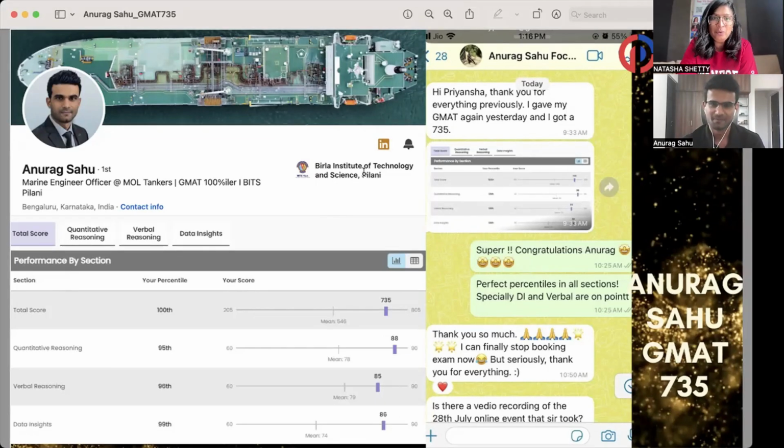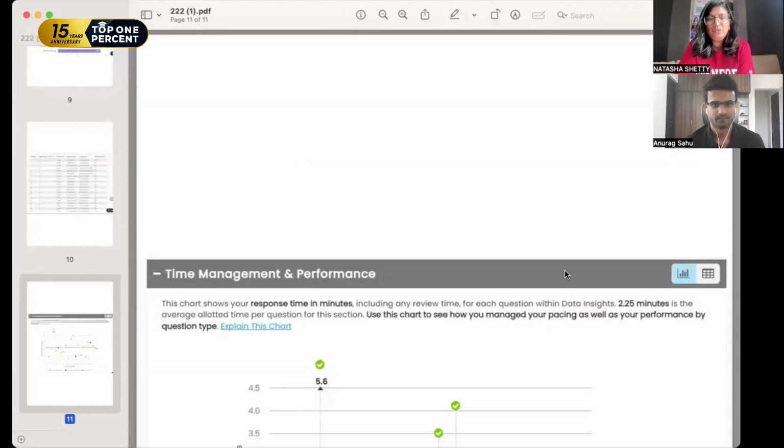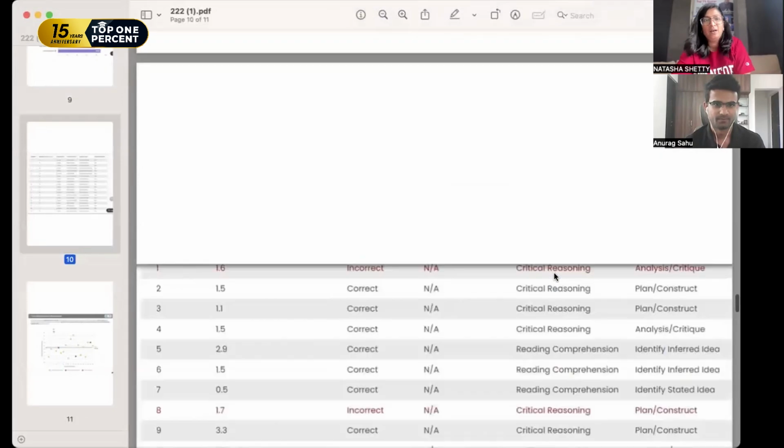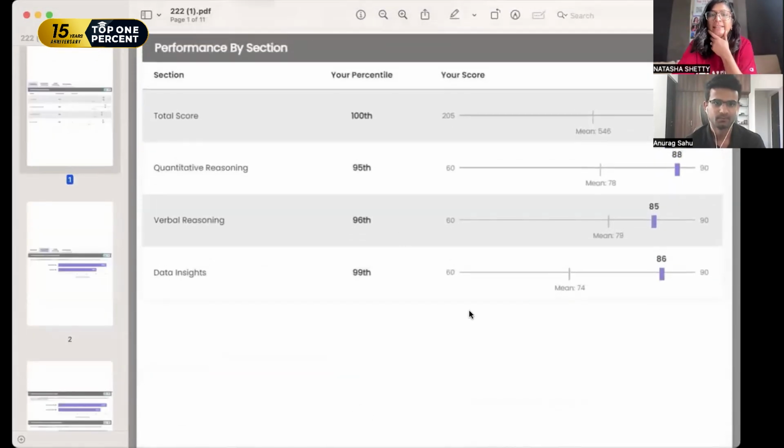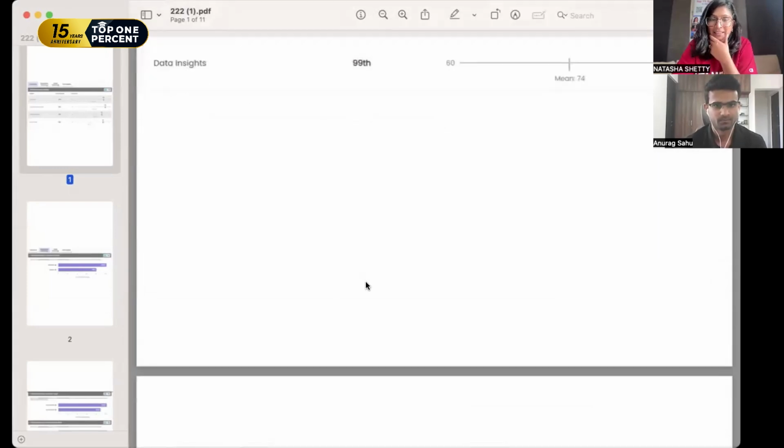So what we're going to do right now is look, because you shared with me the entire score report, I would like to take some moments to go through the entire score report once. Let me stop this. So this is very interesting because I think we would like to just go through each of the sections, what led to, let's say, a 95th percentile, 96th percentile, and 99th percentile.